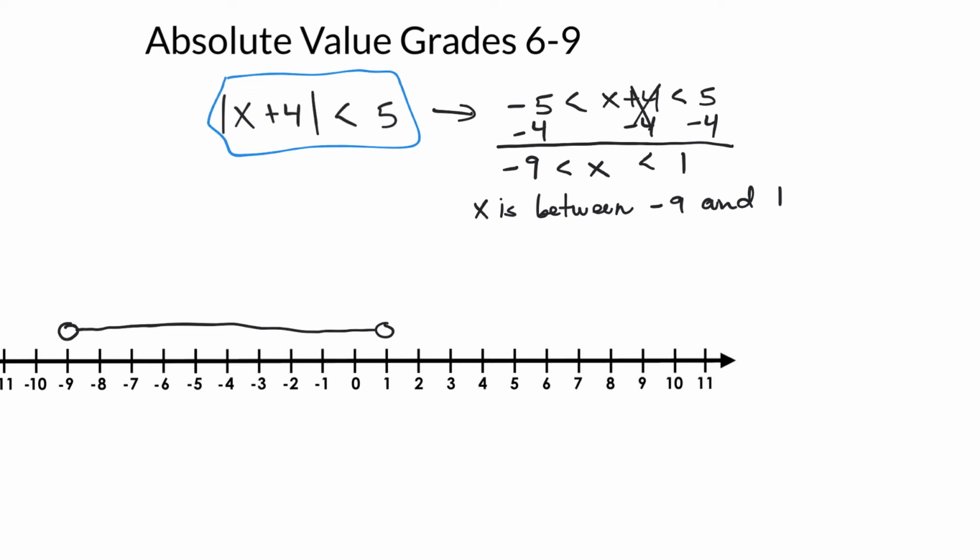Using absolute value. And let's pick one. I'll pick the number -3. So that means I can plug -3 in for x. So the absolute value of -3 plus 4 is less than 5. Let's see. What's -3 plus 4? -3 plus 4 is 1. And the absolute value of 1 is just 1, which is less than 5. So that is true. When I plug a number from in here into my original inequality, I get a true statement. That's what it's all about.